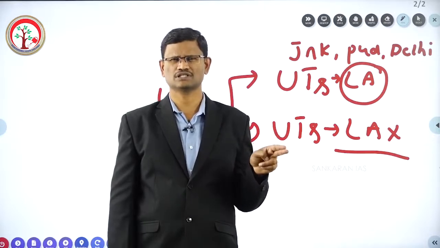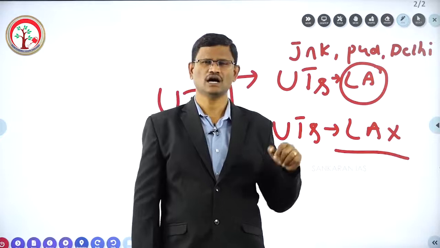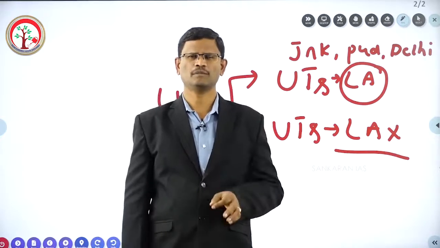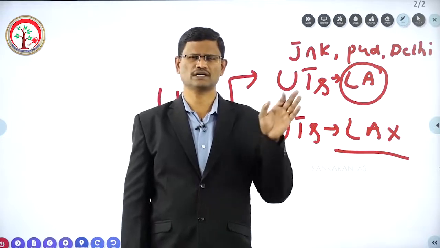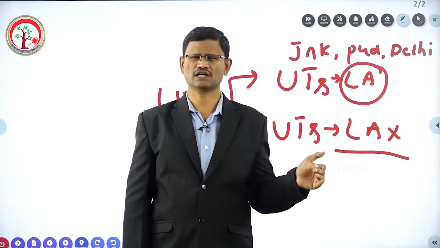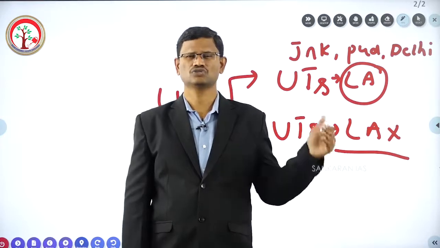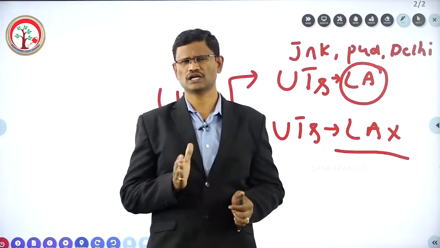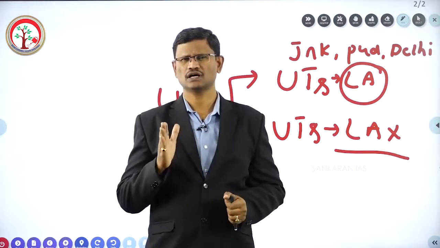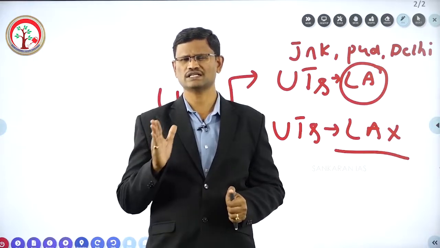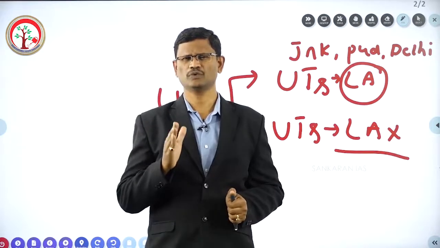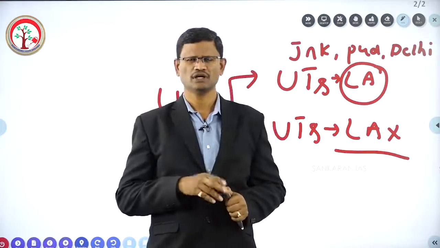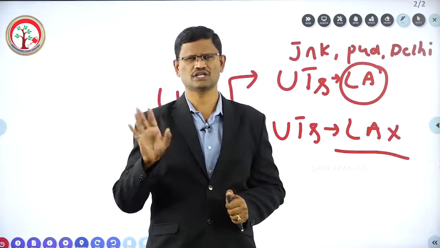make laws on the subjects in the state list as well as in the concurrent list, along with the legislative assembly, Parliament can also make laws with respect to the items in the state list as well as in the concurrent list, concurrently, jointly with the state legislative assembly. So in other words, state list is not the exclusive area for the legislative assemblies in Delhi, Puducherry and Jammu and Kashmir, because Delhi, Puducherry and Jammu and Kashmir, they are not full-fledged states.